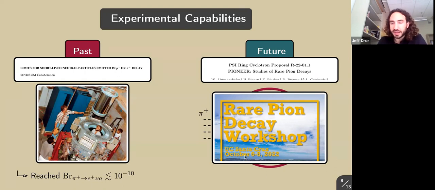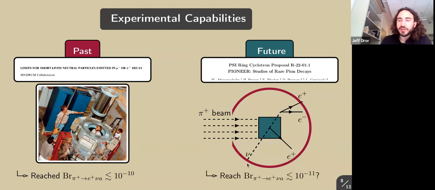It was just happening literally a few days ago. And they're talking about potentially reaching branching ratios of about 10 to the minus 11. If their timing meets the minimal requirements, they could potentially reach also 10 to the minus 12, even 10 to the minus 13.